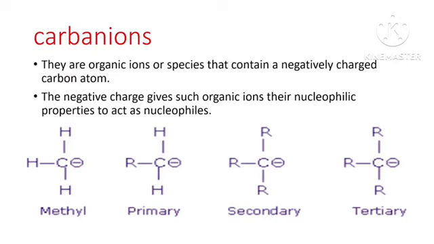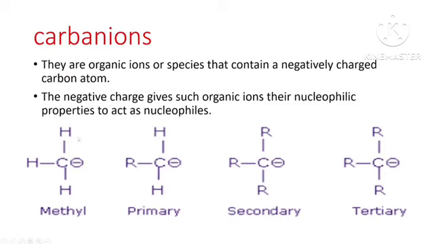Okay, so now let's talk about how they manage to get the negative charge. We are saying that they have a negative charge on them. How do they get it? The negative charge is actually placed or added to that particular carbon as a result of the removal of a hydrogen, sorry, the removal of a proton attached to that carbon.